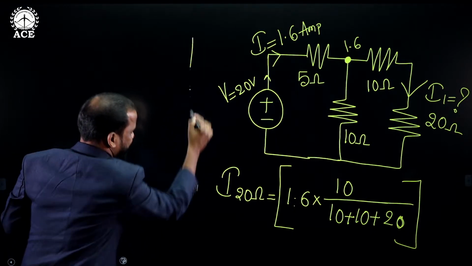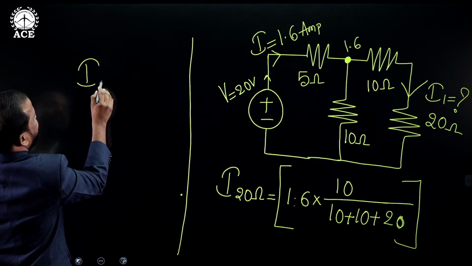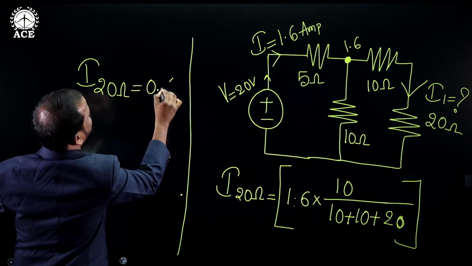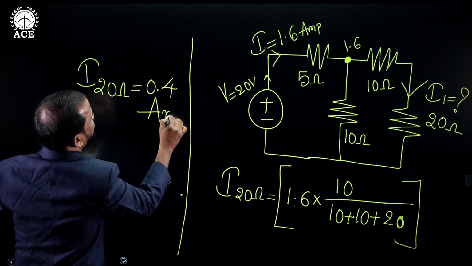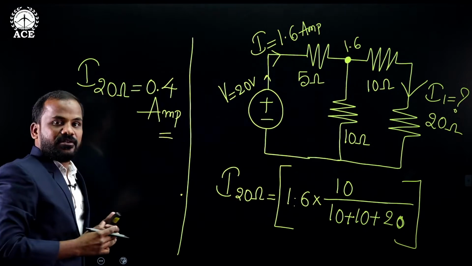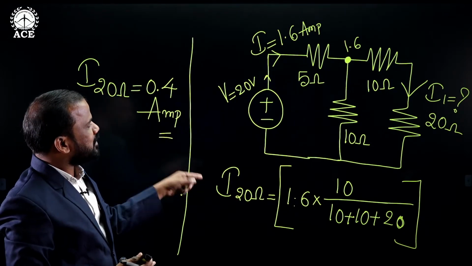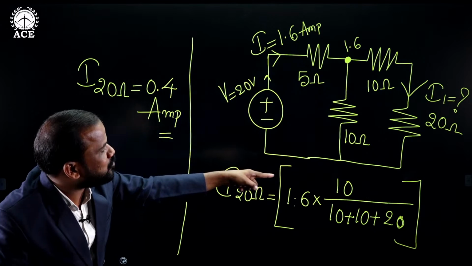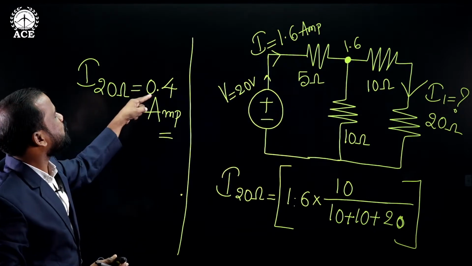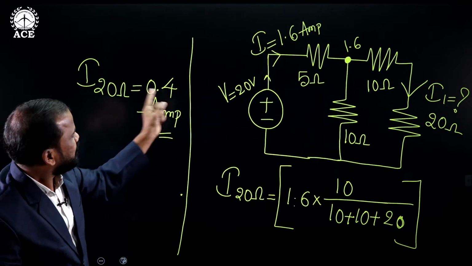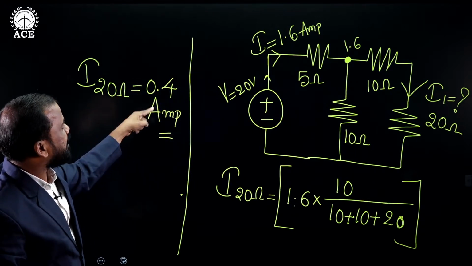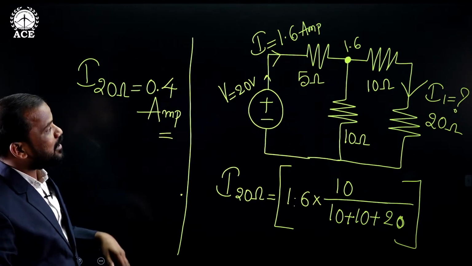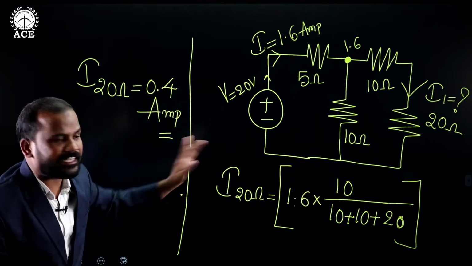So I can directly say that the current flowing through 20 ohms is equal to 0.4 amperes. Clear? So by using the current division rule, we found that out of 1.6 amperes, the current flowing in the 20 ohms resistance branch is 0.4. Now we can directly say that out of 1.6, 0.4 ampere of current is flowing in the series combination of 10 and 20, which means the remaining 1.2 ampere of current is flowing through the 10 ohms only.